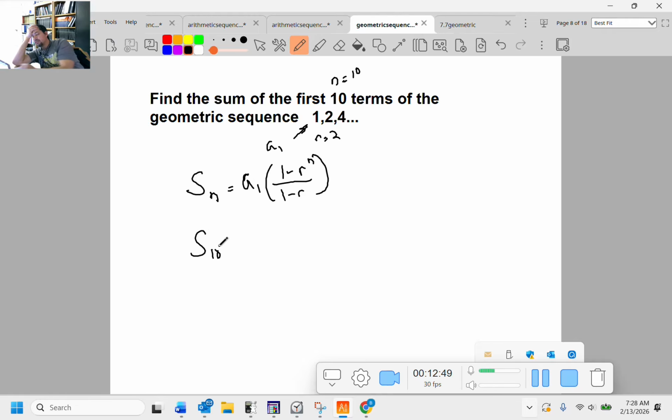So the sum of 10 things here, because n is 10, is the first term, which is 1, times 1 minus, and you should probably always put that r in a set of parentheses. That matters when it's a negative, and that does occasionally happen. Sometimes the ratio is negative. We'll do some sequences like that. Anywho, 1 minus 2 to the 10th power. That's sitting pretty over 1 minus 2.